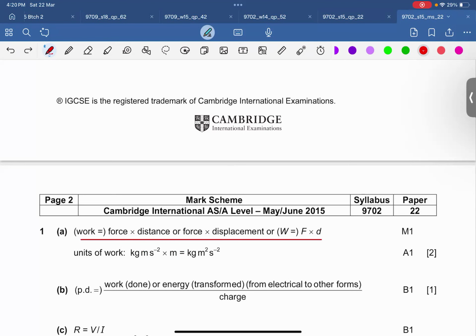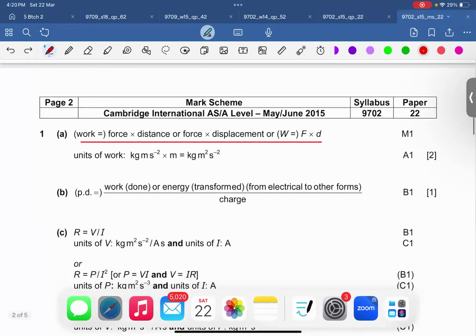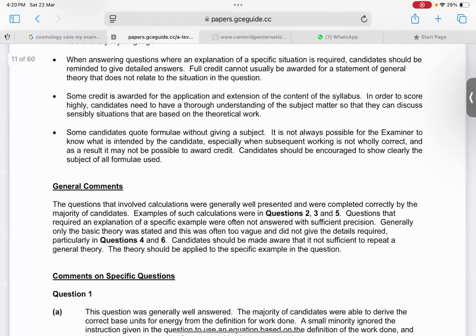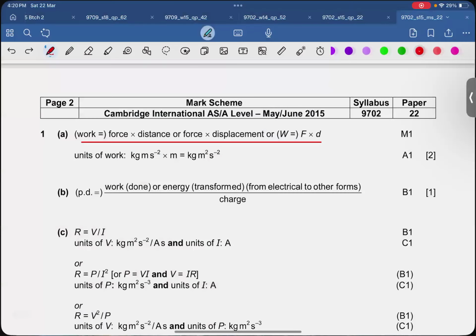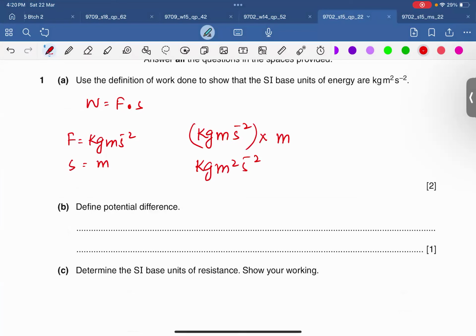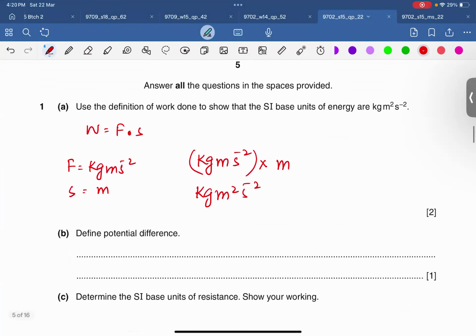Okay. अच्छा, इसकी एग्जामिनर रिपोर्ट भी देख लेते. शो दैट वाले क्वेश्चन आर वेरी सेंसिटिव. ओके. So that's why this question was generally well answered. Majority of the country were able to derive the correct unit for the energy definition. A small minority ignored the instruction given in the question to use an equation based on the definition of the work done and instead use an expression for power or kinetic energy. Okay. So like you cannot use power times time or kinetic energy for that for the work done, right? क्योंकि दोनों के यूनिट जूल्स हैं, तो आप कोई भी यूज नहीं कर सकते.